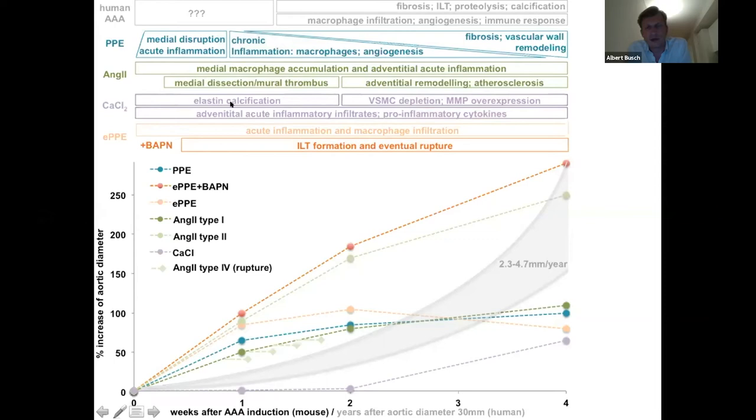And from very different stages of those models, so time point zero is the induction of the aneurysm, and then you have the course of 4 weeks, you know that there are distinct changes in the PPE model happening here. There are distinct changes in the angiotensin model in a timely manner. There are very distinct changes also in the calcium chloride model and also in the remaining models. I'm not going into detail here. You can all read this in the manuscript. And of course, I'm also happy to answer questions on these.